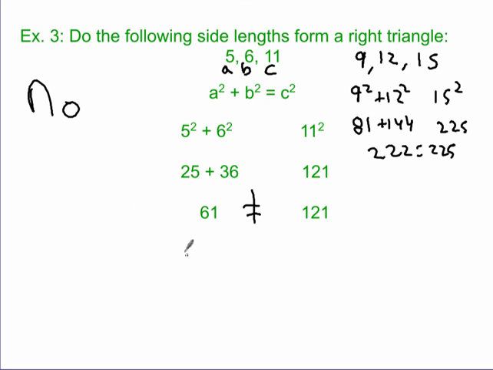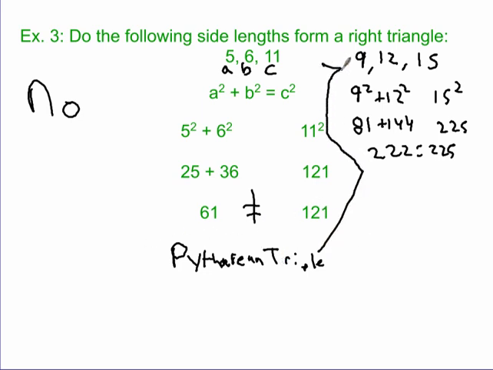All right? And if they form a right triangle, there's this vocab term for them called a Pythagorean triple. So three numbers that form a right triangle are called a Pythagorean triple. So for example, 9, 12, and 15, they are a Pythagorean triple. 5, 6, and 11, they are not a Pythagorean triple.